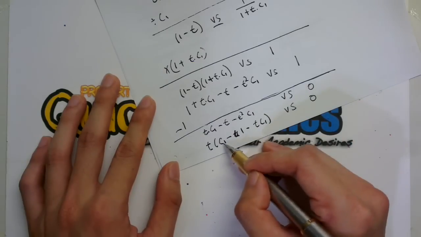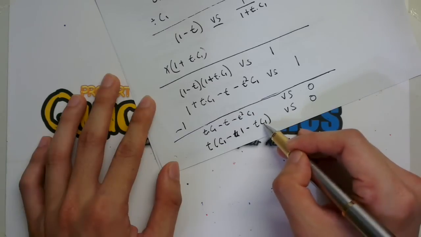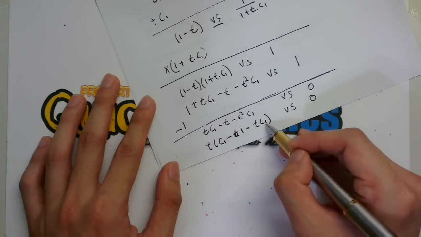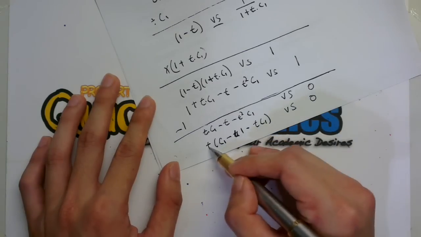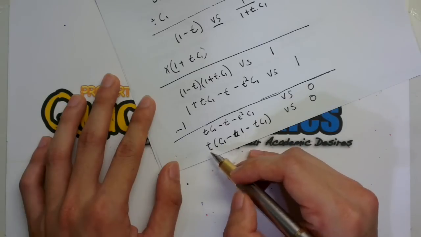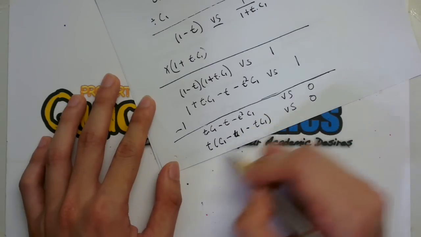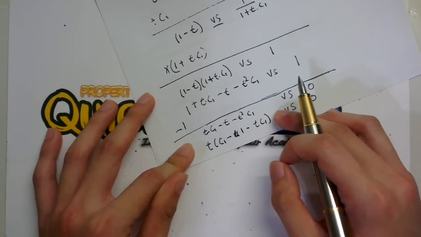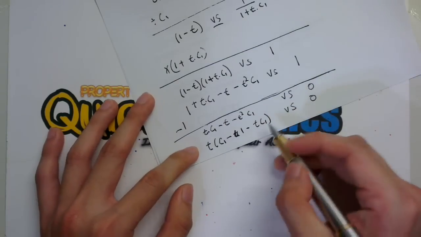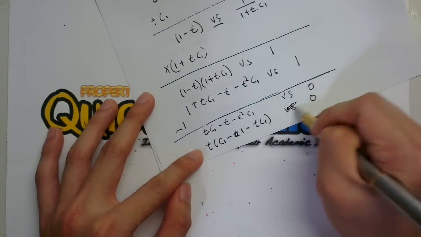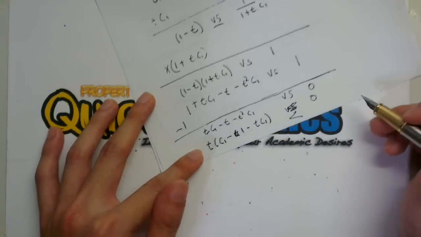Think about it. This is less than 1, and this is also less than 1. So C1 is less than 1, t is less than 1, and t here is also less than 1. If you multiply everything out, the whole figure right here will be negative. So when this whole thing is less than 0, I can change this to less than. This is always going to be true.